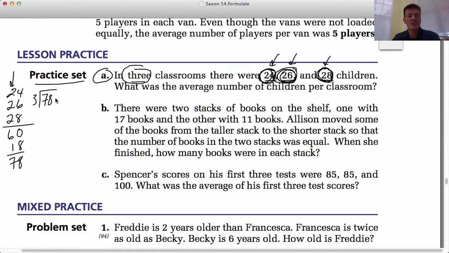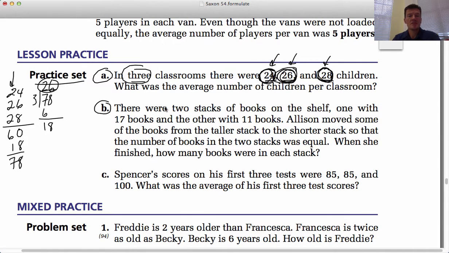3 classrooms. So 3 goes into 7 2 times. 2 times 3 is 6. Subtract, I get a remainder of 1. Now I'm going to bring down the next number. How many times does 3 go into 18? 6. What do you know? We got our average of 26, which is what our estimation was.